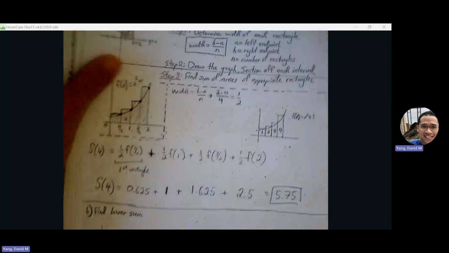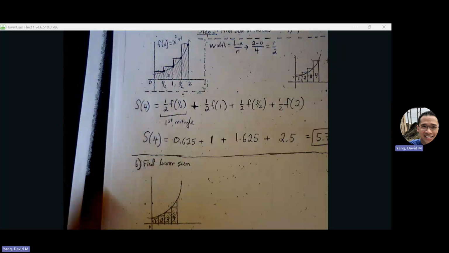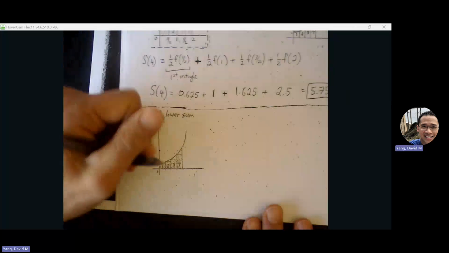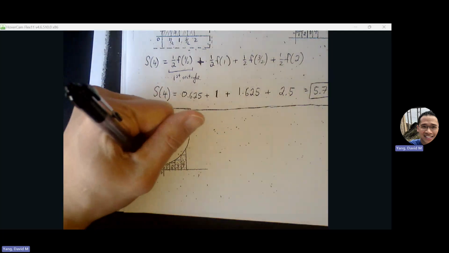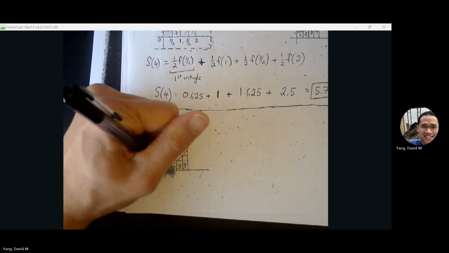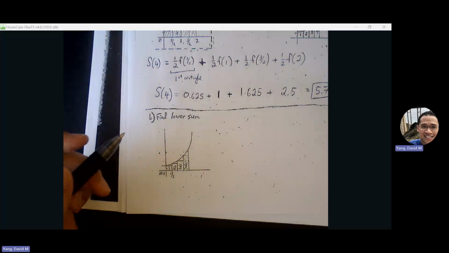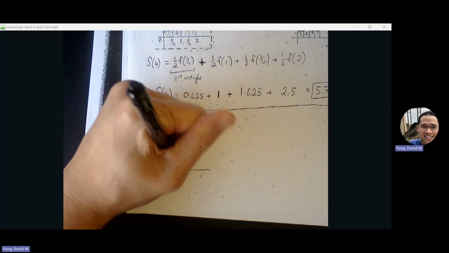So now let's try to find a lower sum of the same region. The lower sum is where we're now going to choose the lower of the 2 heights, corners, to attach to the curve. And you can imagine, instead of starting at 1/2, we're now going to start at 0.